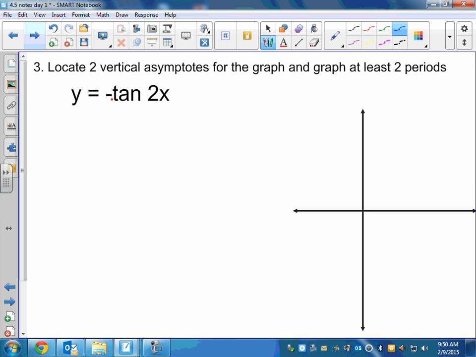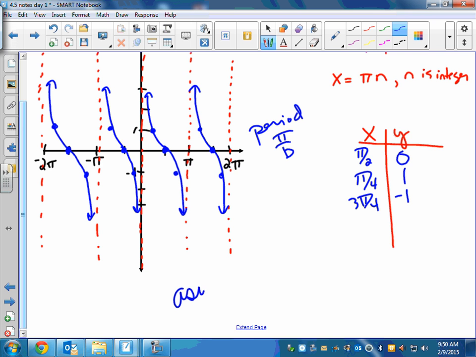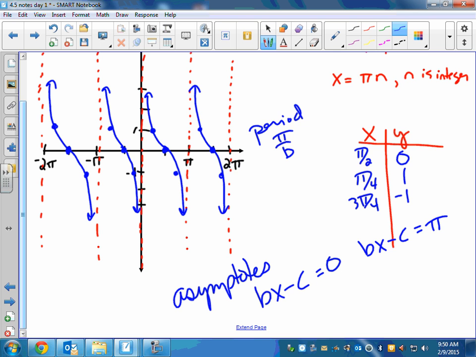Locate 2 vertical asymptotes for the graph and graph at least 2 periods. What do we do to find our asymptotes? Oh wait, hold on. Let's go back. We should write that for this one too. If we want to find 2 asymptotes for cotangent, we're going to set that bx minus c equal to our first 2 consecutive asymptotes, which on cotangent is 0 and pi.